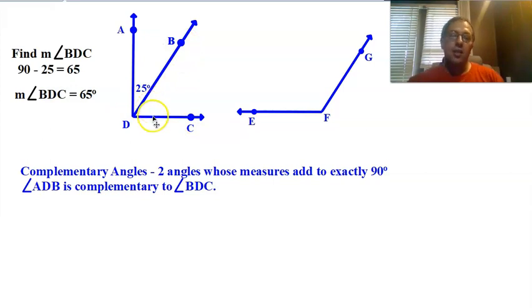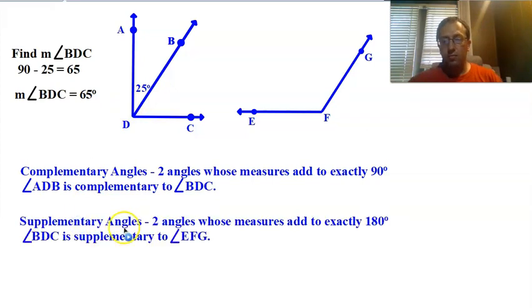All right. Complementary angles, it's useful like that. So if we know one, we can find the other. And they add up to exactly 90 degrees. Now, we also have, there we go, supplementary angles. Supplementary angles are two angles whose measures add up to exactly 180 degrees. And it tells us that angle BDC, that one we just figured out was 65 degrees, is supplementary to angle EFG, this one over here.